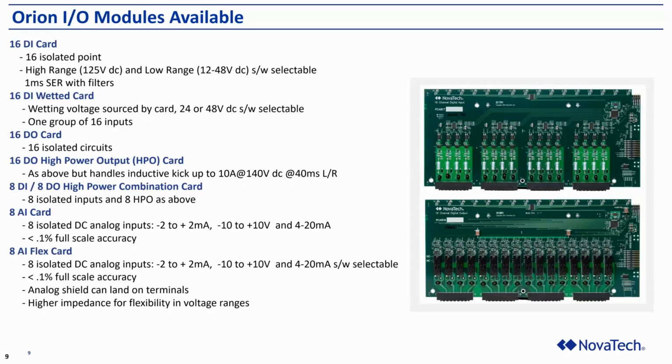And the last two cards you see there are for 8 analog inputs. Both cards have 8 isolated DC analog input circuits with the ability to do a -2 to 2 milliamp range, -10 to 10 volt range, and 4 to 20 milliamp range. Both of these cards have less than a 0.1% full scale accuracy. We'll talk about some of the differences in the analog input card and the analog flex card. But primarily, the difference is going to be how you're able to land those wires on those terminals.